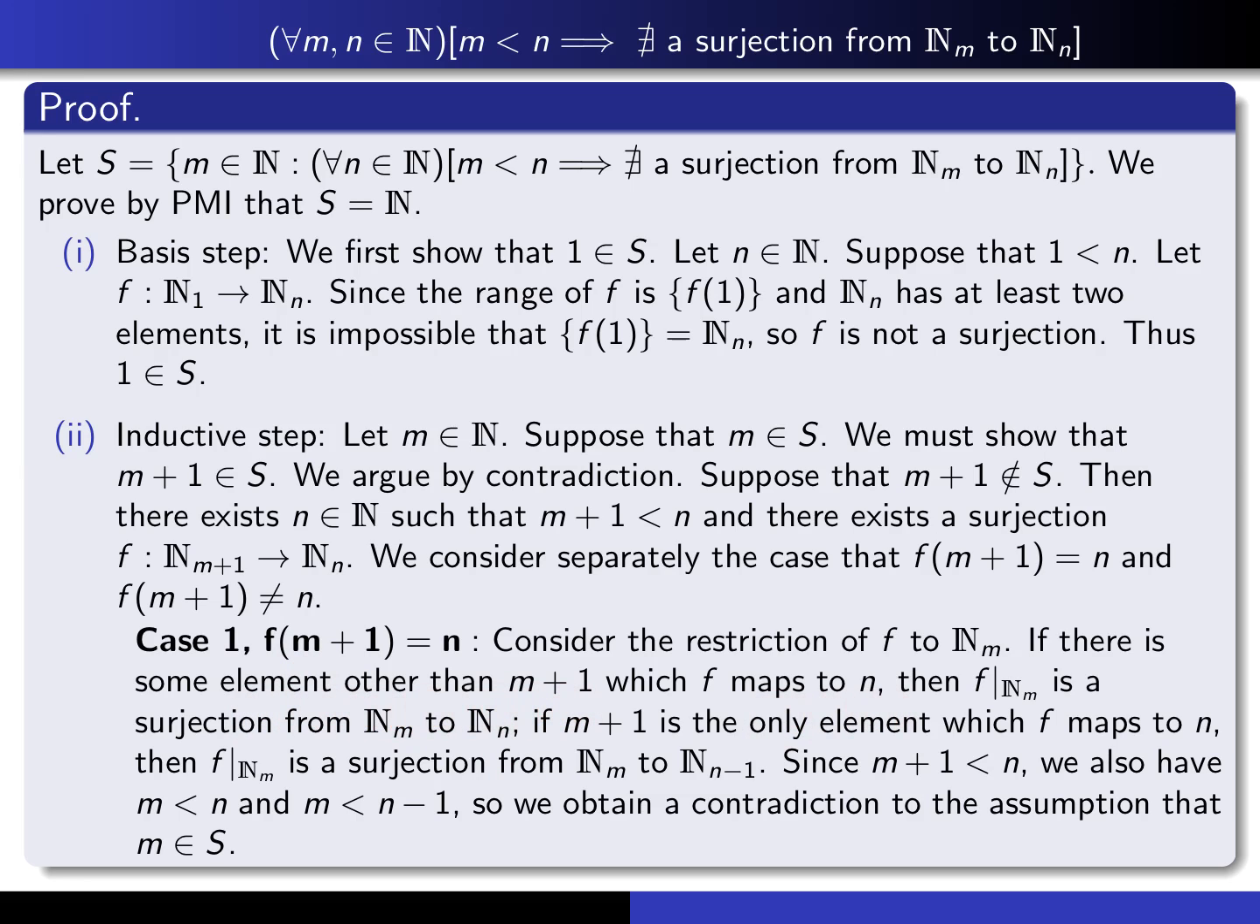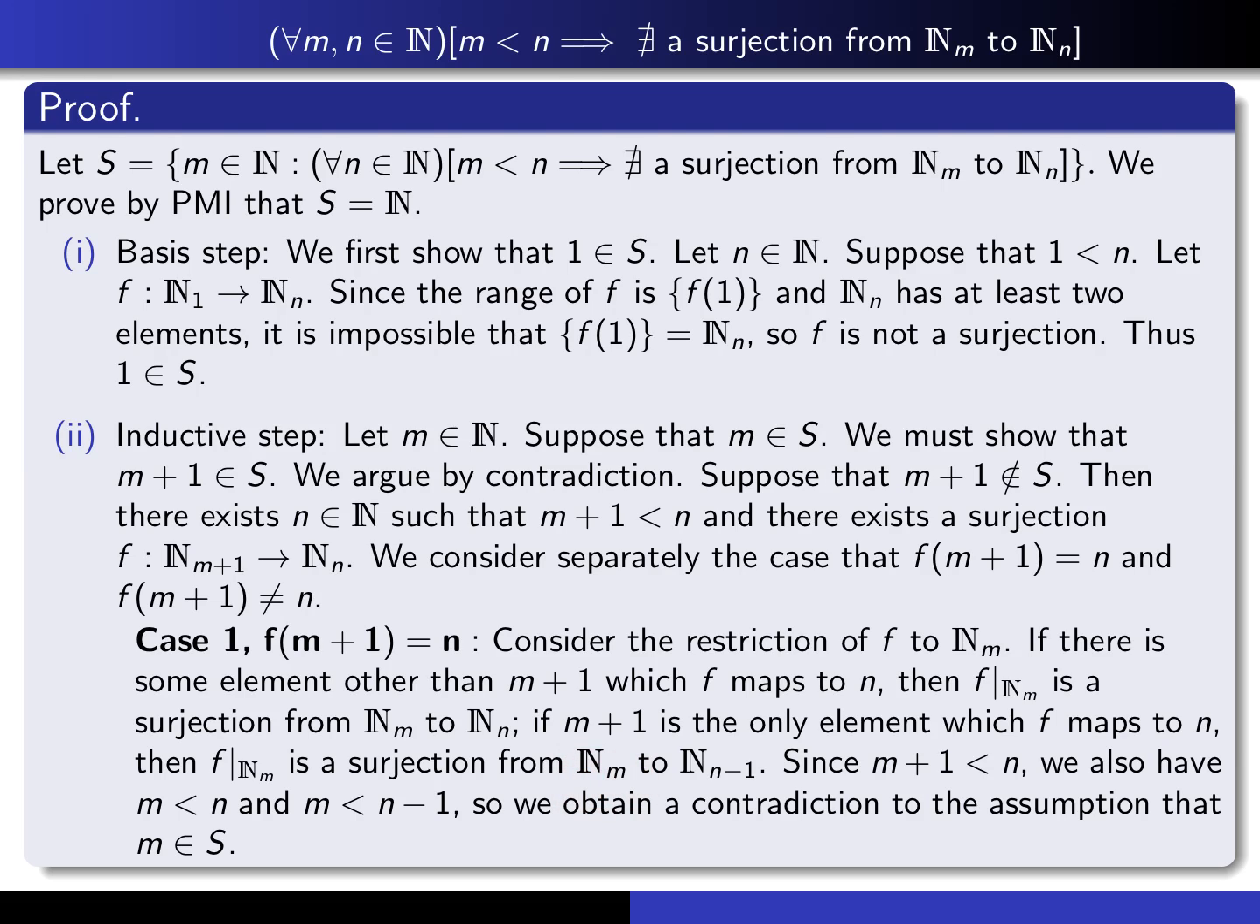But on the other hand, if m plus 1 is the only element which f maps to n, then the restriction of f to N sub m is going to be a surjection, but it's going to map into N sub n minus 1, because there won't be anything in here that maps to n.